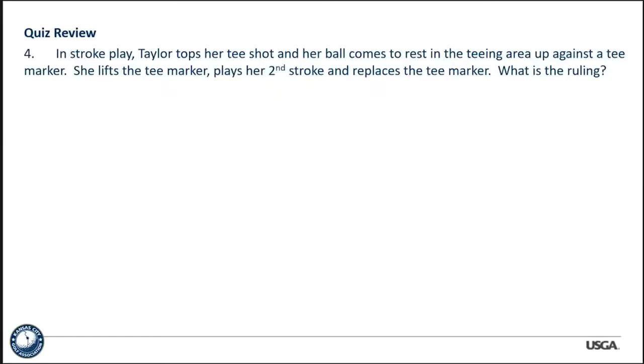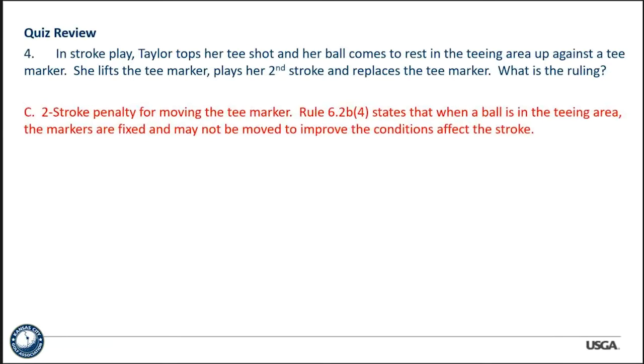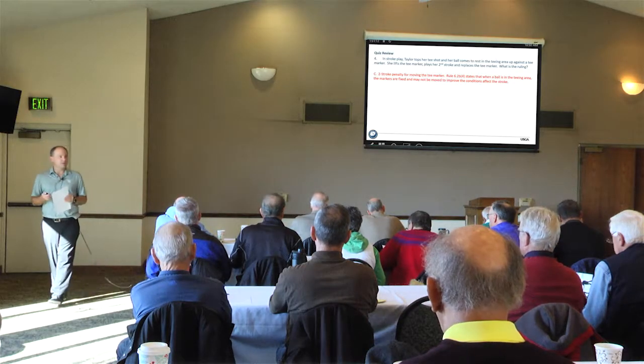In stroke play, Taylor tops her tee shot and her ball comes to rest in the teeing area up against a tee marker. She lifts the tee marker, plays her second stroke, and replaces the tee marker. What's the ruling? Well, if she does this in 2019, it's a 2-stroke penalty. Rule 6.2b states that when the ball is in the teeing area, the markers are fixed and may not be moved to improve the conditions affecting the stroke. What can she do without penalty?